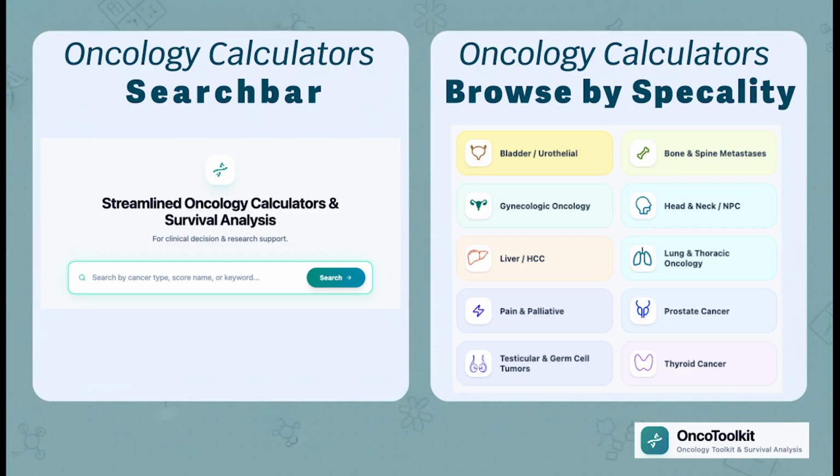So you've basically got two paths to get what you need, and it all depends on what you're trying to do. On one hand, you have global search. This is all about speed. You know exactly what you're looking for, say a specific score for renal cell carcinoma. You just type it in and you're there. On the other hand, you have specialty browsing, which is for discovery. This is when you want to see all the tools available for, say, GI oncology.